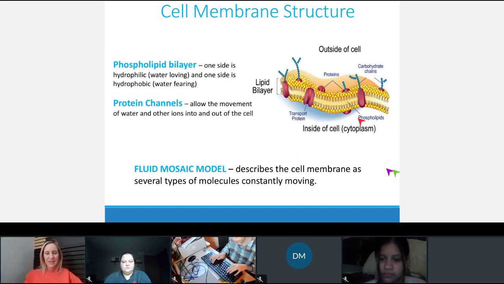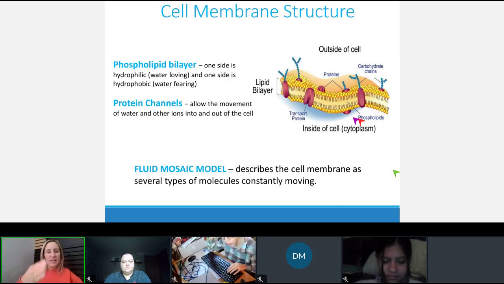All right. The things are constantly moving in and out as we need them. So this is a kind of constant access point of the cell.